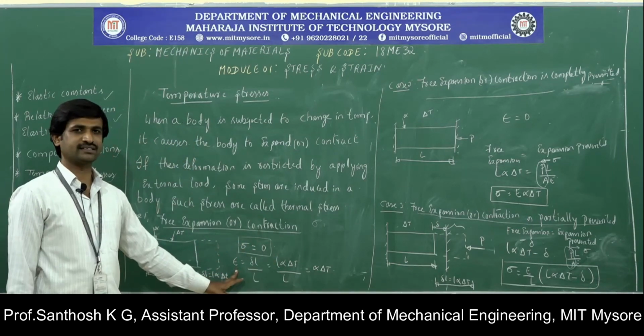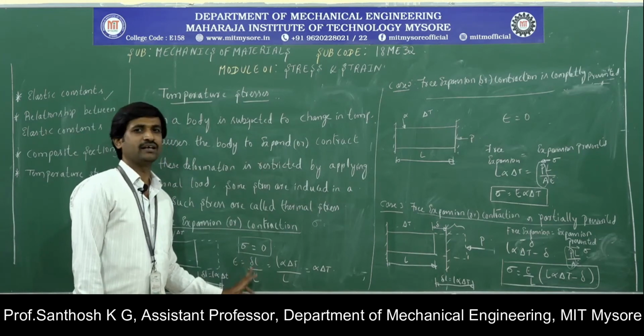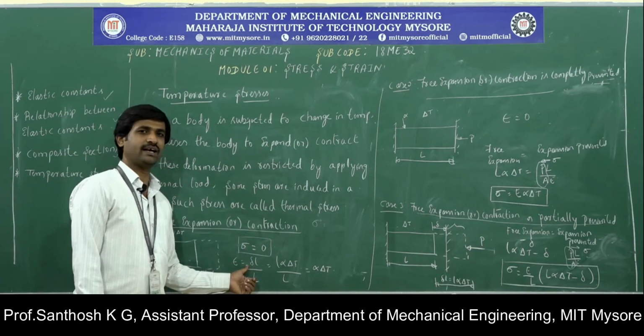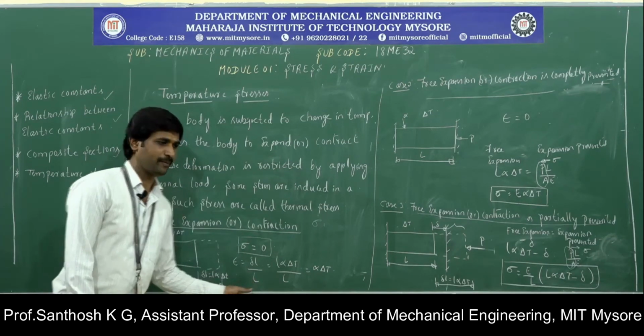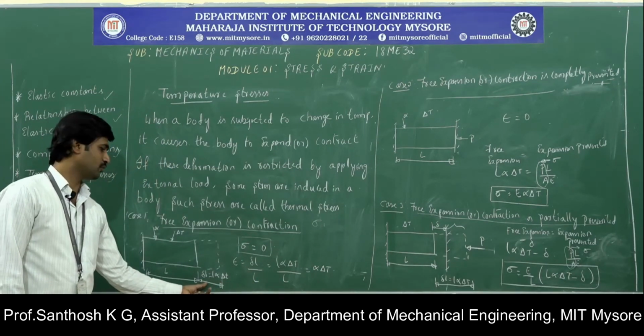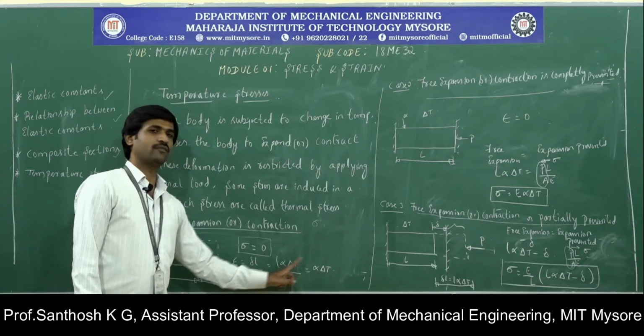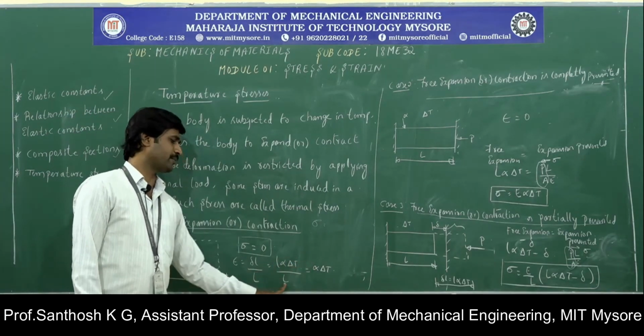And we can calculate the strain using the equation delta L by L, where delta L represents the change in length of the member and L represents the initial length of the member. We know that delta L due to change in temperature will be L alpha delta T, and the initial length of the member is L.